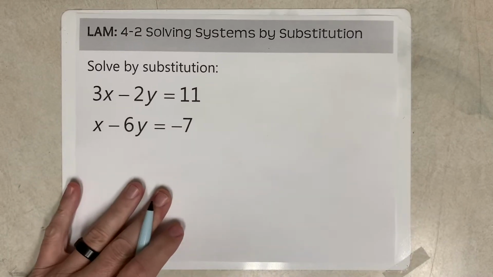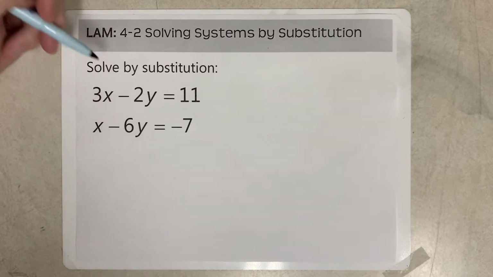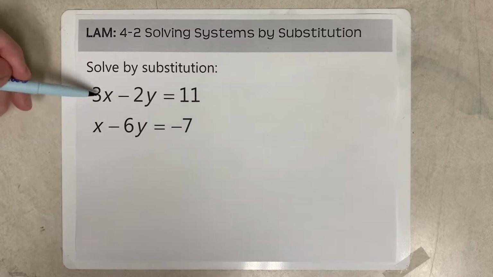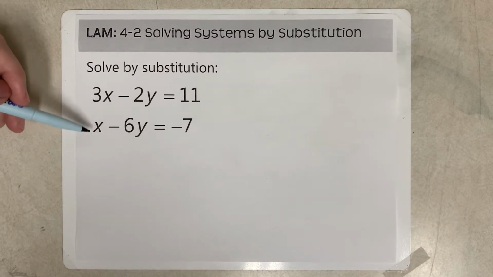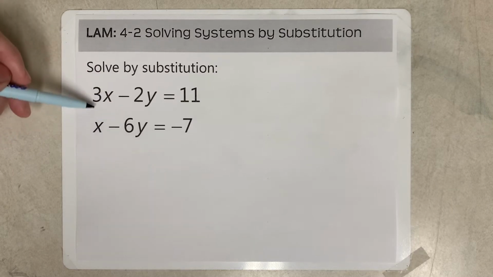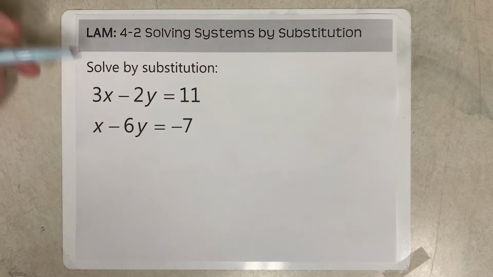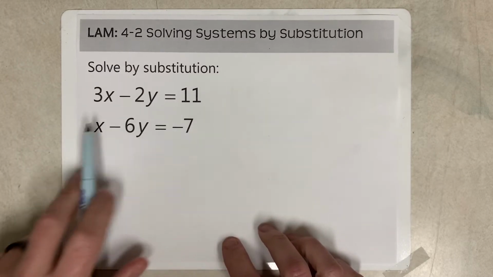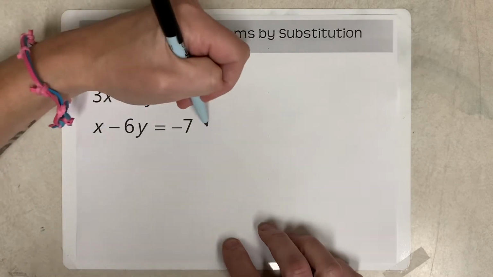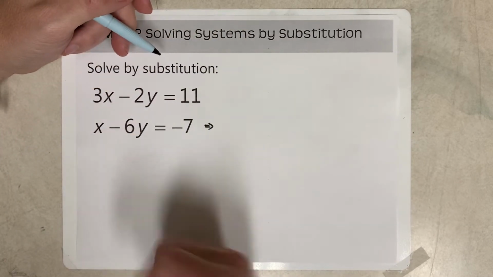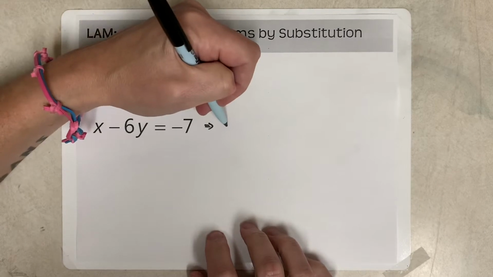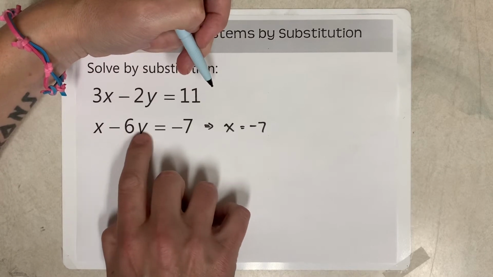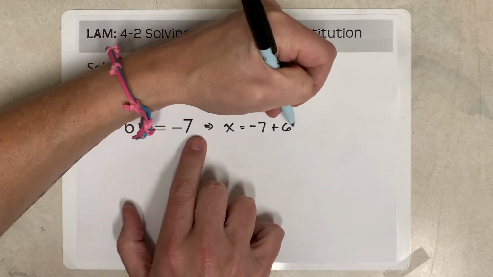Okay, now we have a couple of equations that are not in slope-intercept form. If you want to use substitution, at least one of these coefficients, 3, 1, negative 2, negative 6, has to be a 1 or a negative 1. We have a 1x right here. So we're going to take this equation and solve it for x, which means we take the negative 6y and move it to the other side. If you do that, you get x is equal to negative 7, and moving the negative 6y to the other side, it becomes a positive 6y.